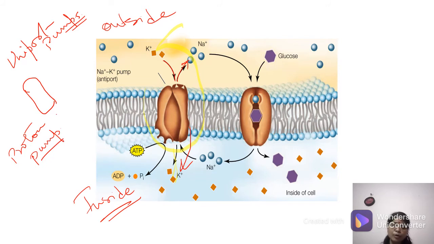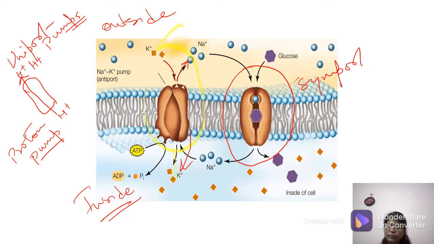So when this proton pump is pumping hydrogen, from here hydrogen will be more, and here hydrogen will be less, so it is pumping. So this is uniport, only a single molecule. But this glucose and sodium, this is the case of what? This is the case of symport, where the 2 molecules are transported towards the same direction. Both glucose and sodium are being transported inside the cell.